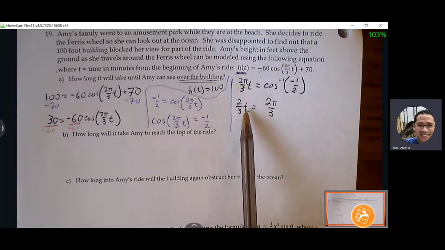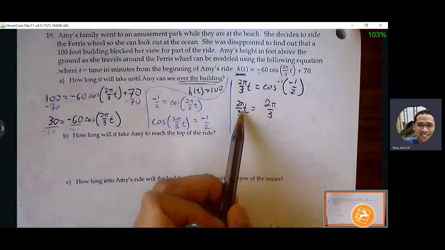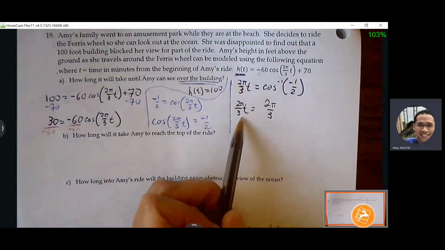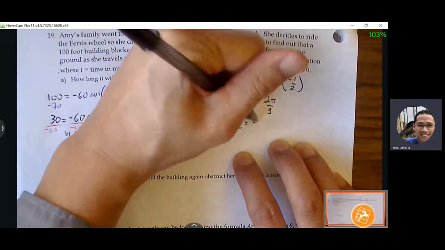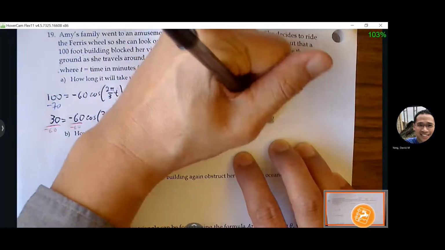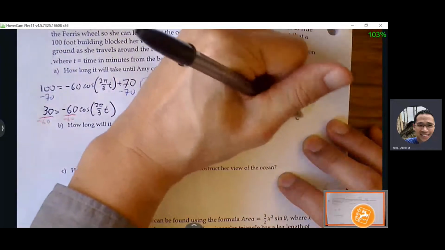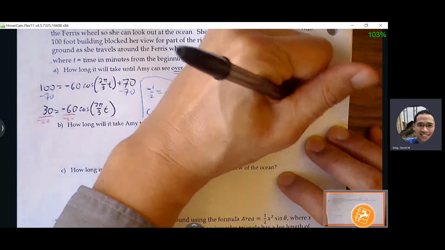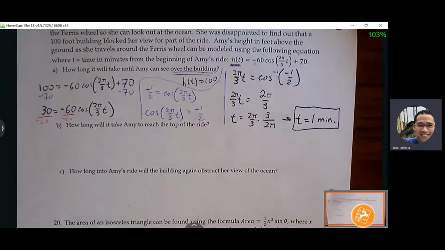So this is nice, right? If I want to solve for t, I can just divide by 2 pi over 3. Dividing by a fraction is the same thing as what? Multiplying by the reciprocal. So 2 pi over 3 times 3 over 2 pi. The pi's cancel out. So that tells us that t equals 1. What does that mean? That means 1 minute into the ride, Amy will finally be high enough where she can look past the building and actually see the beach or see the ocean.